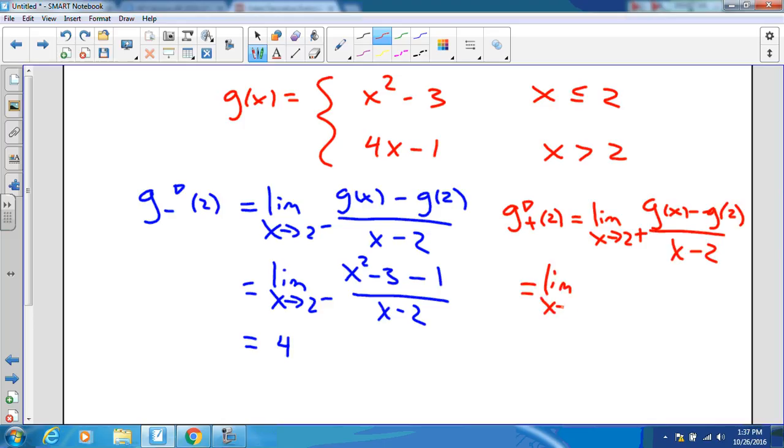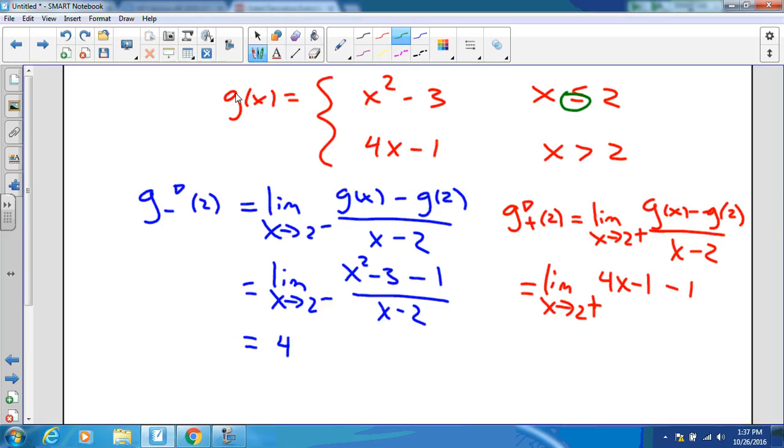Here comes the big surprise. What is g of x for x is greater than 2? 4x minus 1. And what is g of 2? It is 1. Why? Because that is the value that we get when x is equal to 2. A number of students tried to plug in 2 here, got 7. But this piece does not apply when x equals 2.